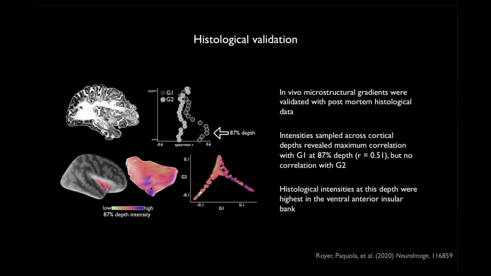So we then harnessed the 100 micron BigBrain dataset to validate these in vivo gradients against histological measurements. So we found that the anterior-posterior gradient followed changes in cytoarchitecture, with strongest correlations found in these deeper surfaces closer to the white matter boundary, and that peaked at 87% depth. And we can observe that histological intensities at this depth were highest in the ventral anterior subregion of the insula, suggesting higher cell density and soma size in deeper layers of this primarily agranular region of the insula.